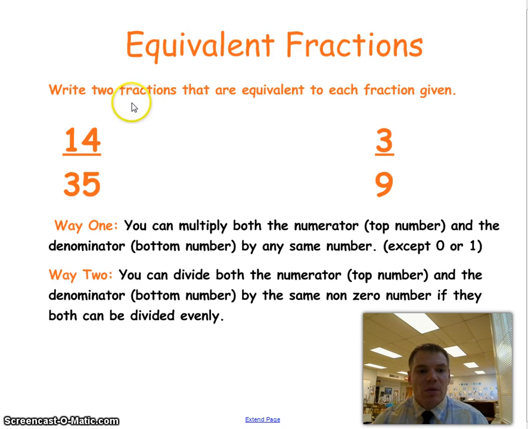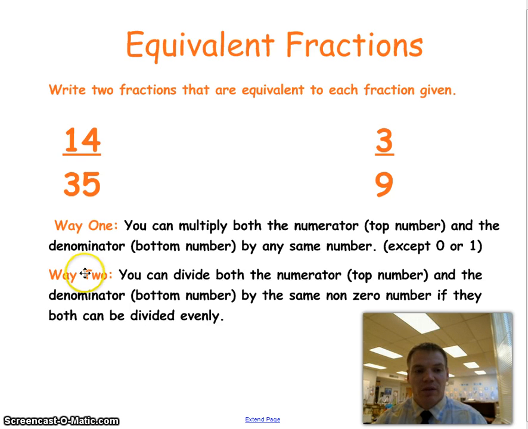So it says, write two equivalent fractions. I just want you to pause the video and try to do these on your own. I want you to do each one, but I want you to multiply for one, and then I want you to divide for one. So for 14/35, I want you to do one way where it's multiplication and one way where it's division. So try way 1 and way 2, and pause the video and do that now for 14/35 and 3/9.